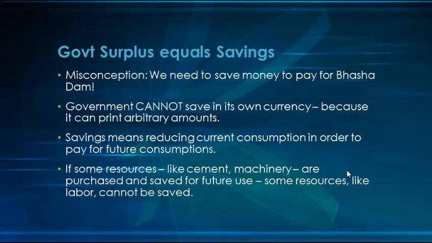So savings means that if you have all the resources now, then you can just build. It's not that I don't have money to hire laborers and to buy the steel, because the government, as long as these are domestically available resources, there is no resource constraint. However, if something is available in the USA, then we do have a constraint, because I don't have dollars. I can print rupees, but I cannot print dollars. So then that's more complicated.